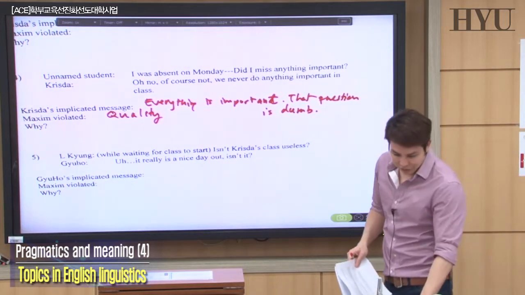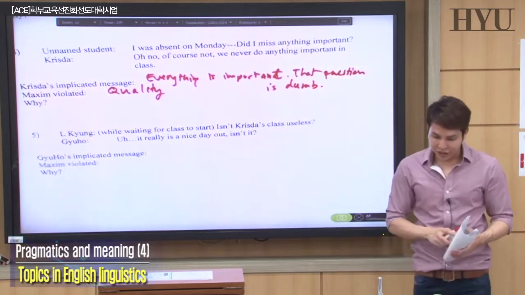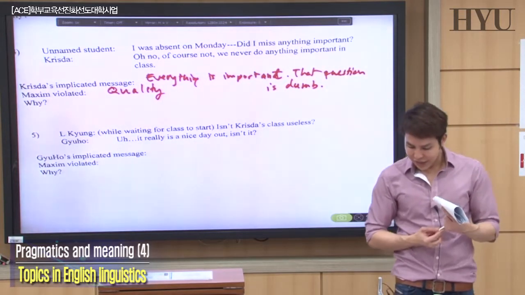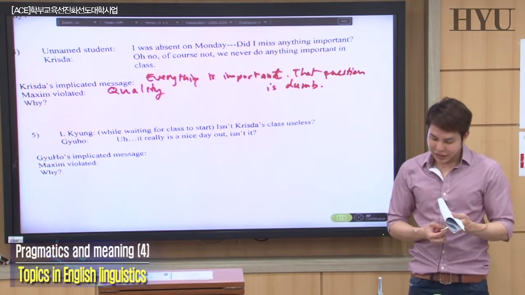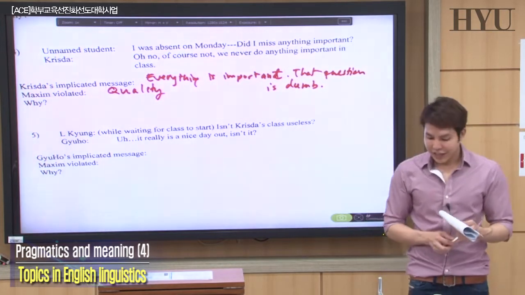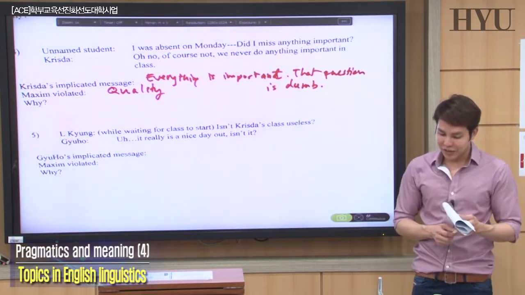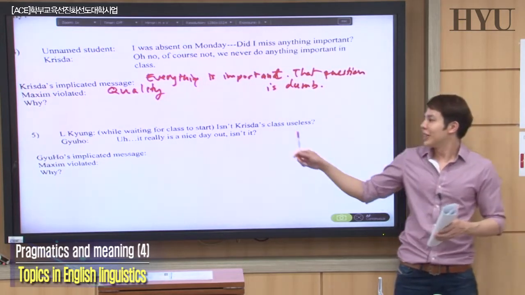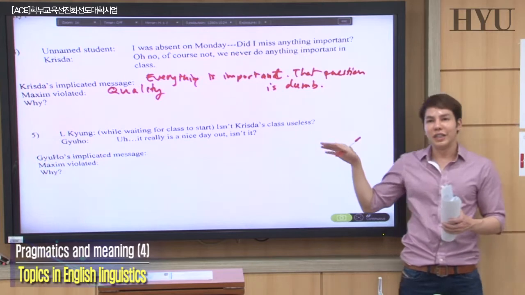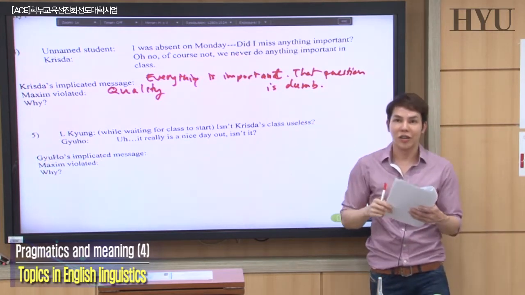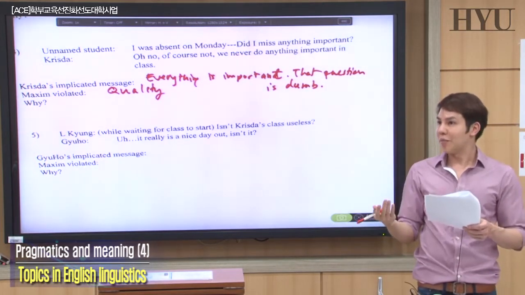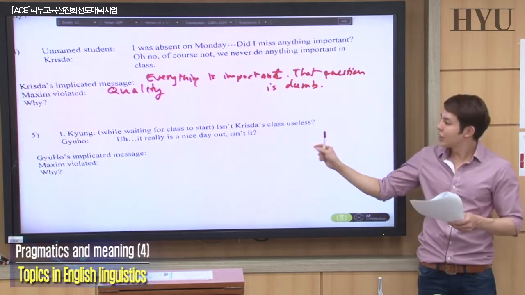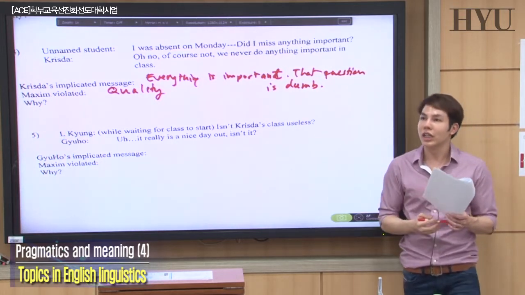Okay, number 5, which is the last one. Ao Kyung-wan, while waiting for the class to start, asked Gyu-ho, "Isn't Krista's class useless?" And Gyu-ho says, "Oh, it really is a nice day out, isn't it?" So you can see that the answer doesn't really match the question, right? But still, there might be an implied message. So what is the maxim that is being violated here?